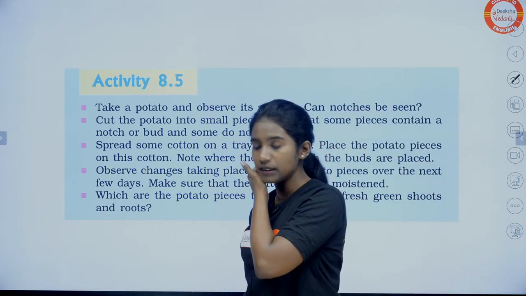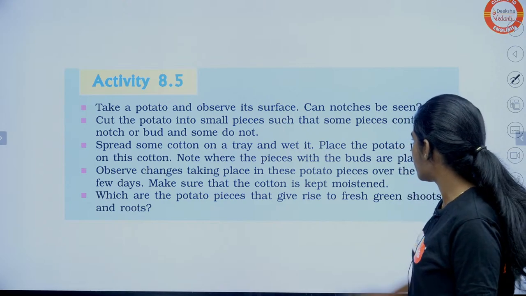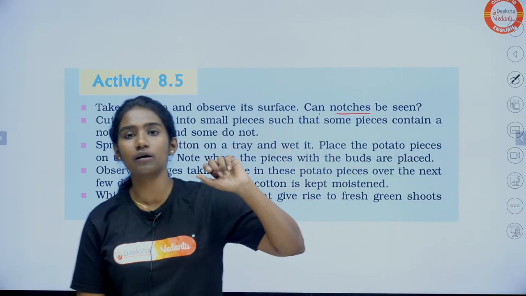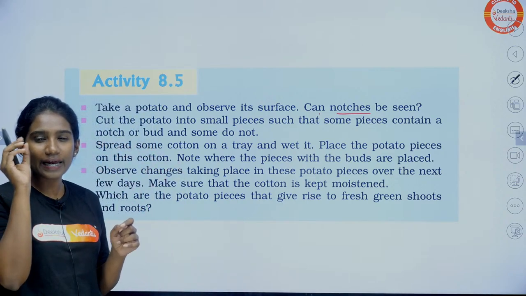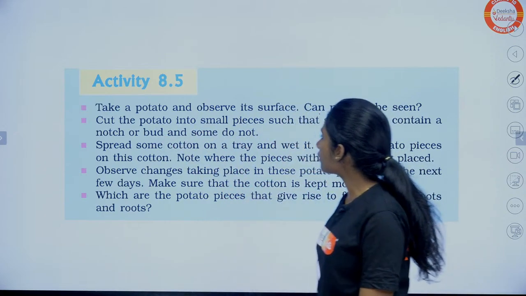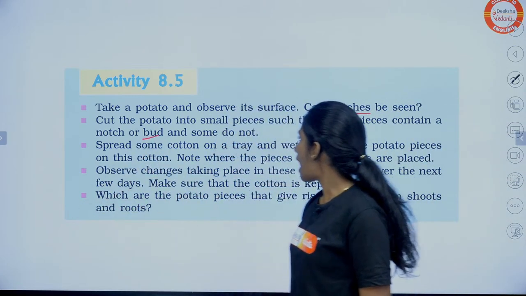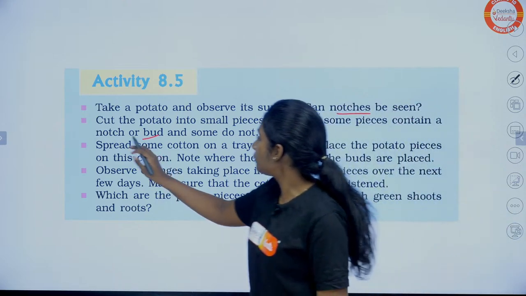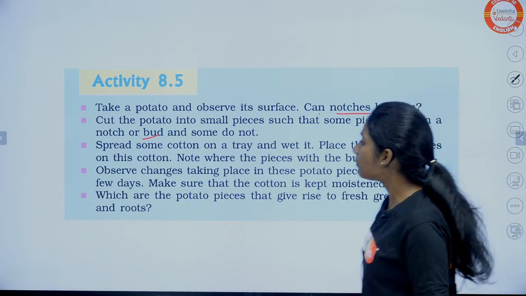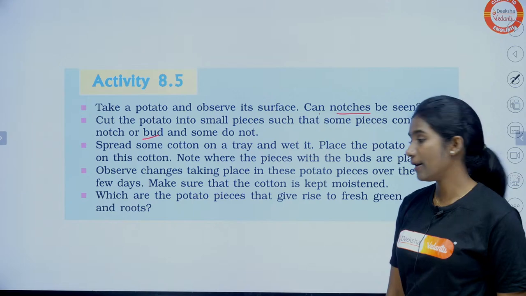The fifth activity is, take a potato and observe its surface. Can notches be seen? You would have seen, on the surface of the potato, tiny outgrowths, granule-like things. Now cut the potato into small pieces such that some pieces contain notches or buds and some do not. Spread some cotton on the tray and wet it. Place the potato pieces on this cotton. Note where the pieces with the buds are placed.